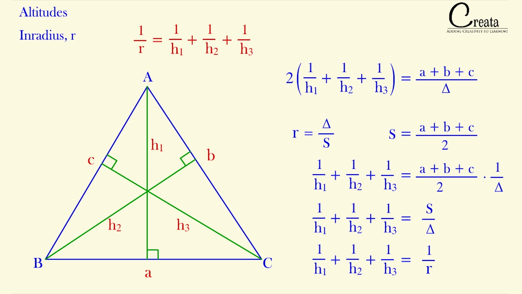That is the proof of the formula, that is 1 by r is equal to 1 by h1 plus 1 by h2 plus 1 by h3. Here this formula shows the relation between the inradius and the altitudes of the triangle. Okay, got it?